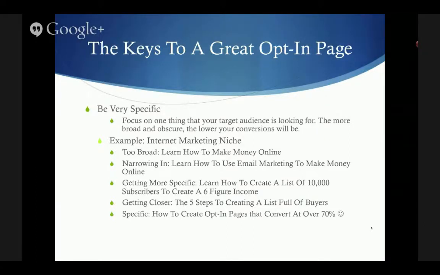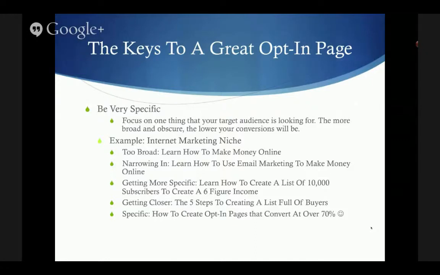So, for example, the internet marketing niche. Let's start out too broad: learn how to make money online. Well, yeah, I'm sure everyone would want to learn how to make money online, but people will be very skeptical. Is it affiliate marketing? Is it physical products? Is it drop shipping? Is it Facebook? Is it YouTube? Whatever it is, they probably won't opt in.